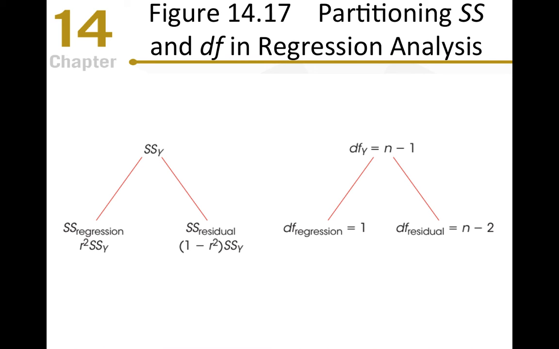And so here is just the partitioning of the sum of squares and degrees of freedom for a regression analysis. What we're trying to do is account for variability in y, and so we have separated that into the variability in y that is accounted for by the regression equation, and then the variability in y that is not accounted for by the regression equation. We've also separated out our degrees of freedom into our degrees of freedom for the regression of 1, and then degrees of freedom for the residual of n minus 2.